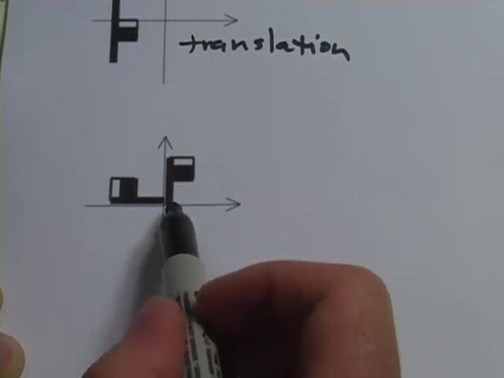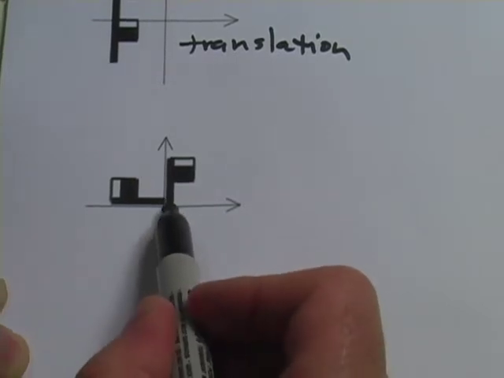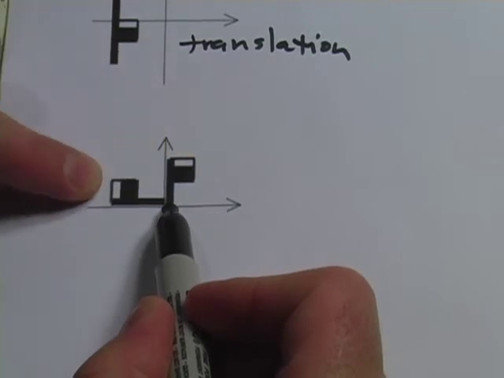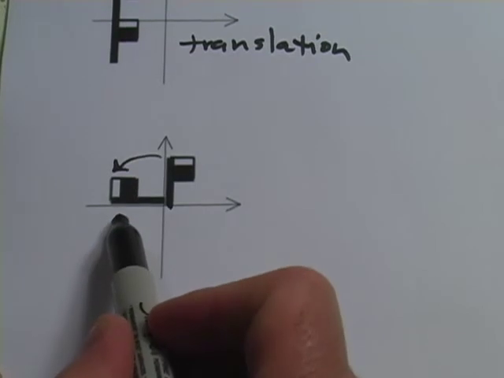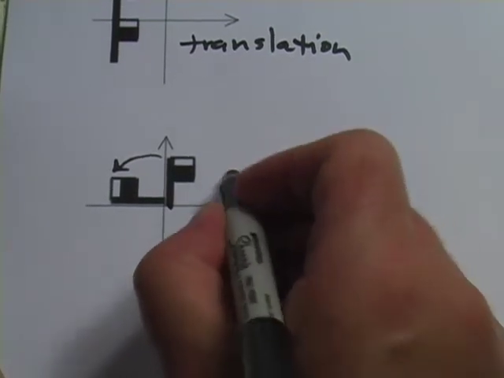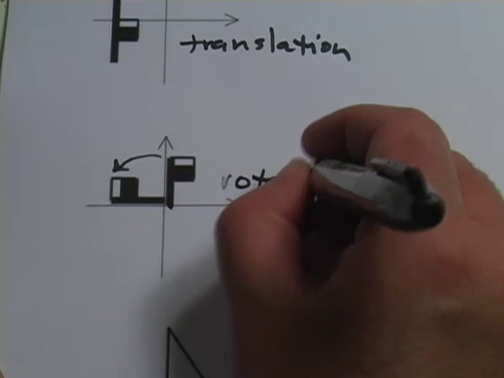What you need to do in this case is actually think about pinning it down right here and then spinning it. If you were to do that, if you were to rotate it that way, you would end up with this figure. So this is a rotation.